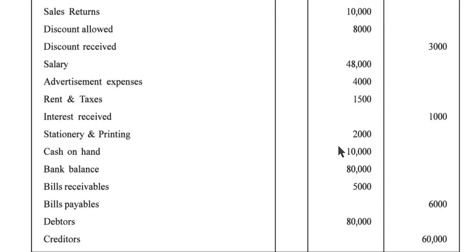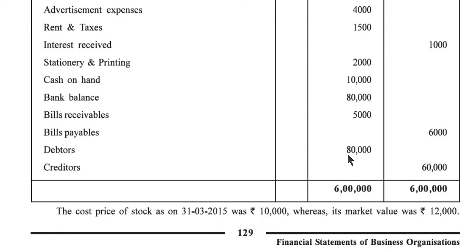Cash on hand, current asset, always debit. Bank balance, current asset, always debit. Bills receivable, asset, always debit. Bills payable, liability, always credit. Debtors, always debit. Creditors, debtors D, debit. Creditors C, credit. So this way, all the information is given.